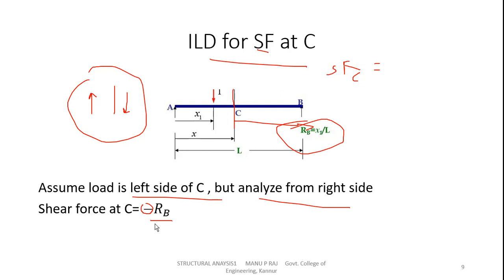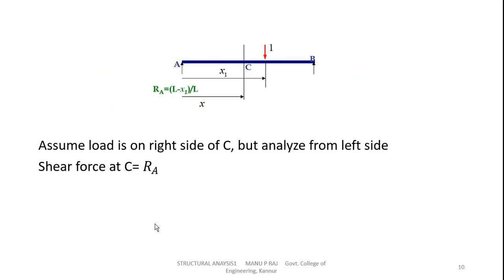Now we are assuming the load is at the right side of C and analyzing from the left side. Then only one load is acting at the left end, so we'll get the shear force at C equal to RA, left side upward, so a positive value.